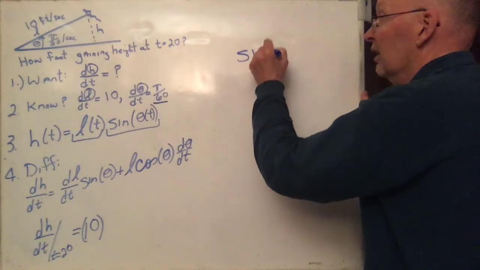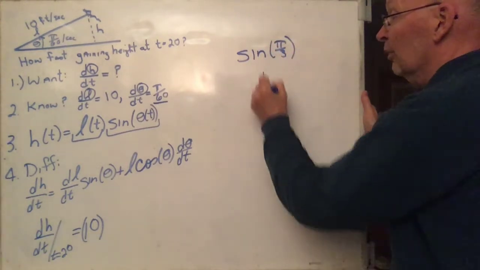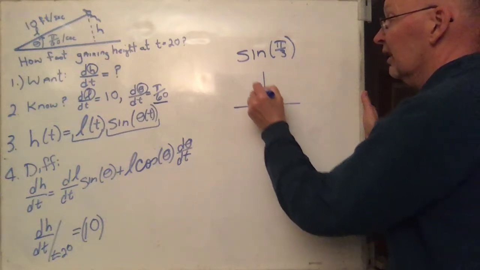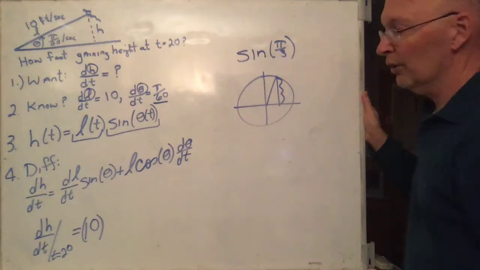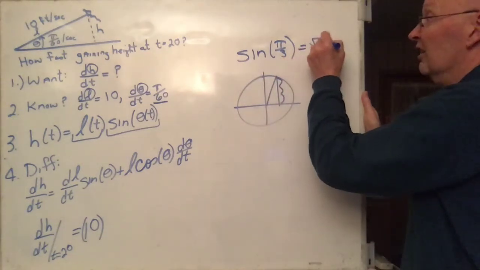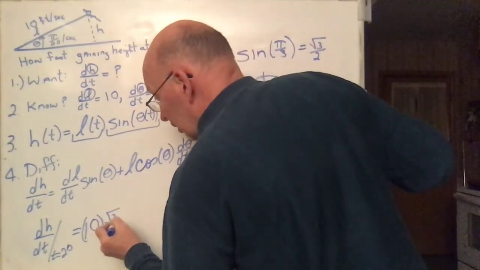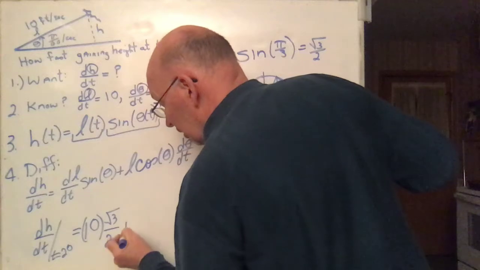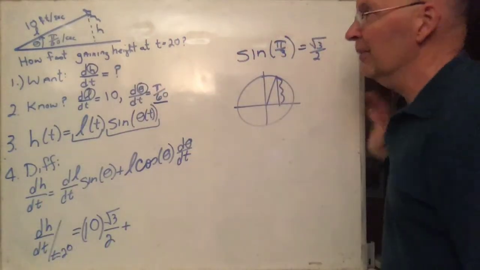The sine of pi over 3 is equal to what? Use my unit circle here again. Here's pi over 3. That's the long one. That's square root of 3 over 2. So the sine of pi over 3 is the square root of 3 over 2. I'm going to put that in right here, like so. Plus L.